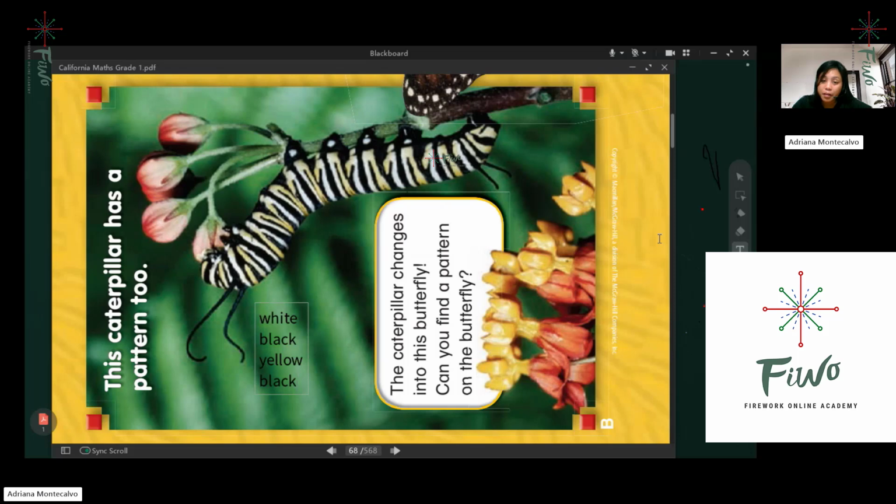And white. We are here, Kong. Look. We are here. White, black, let's say yellow, and then black. How about this one? What color is this? Yellow. Yellow. How about this one? Is this yellow too? Black.